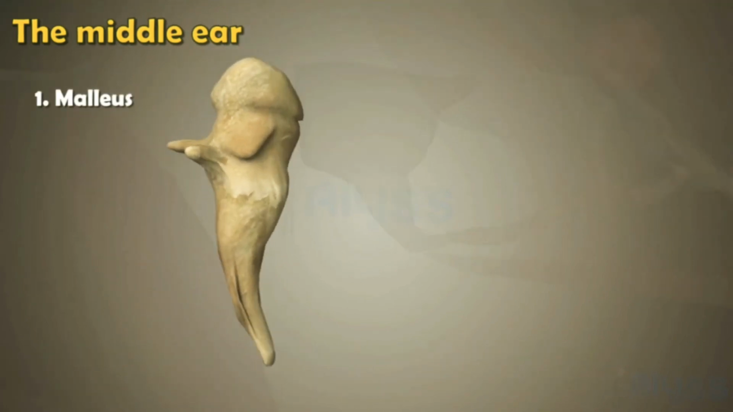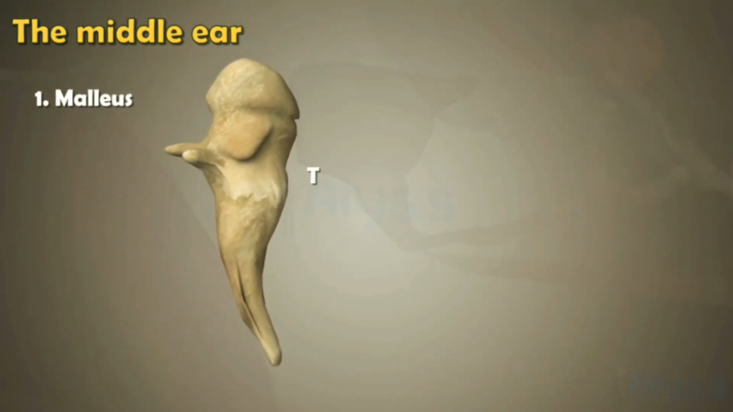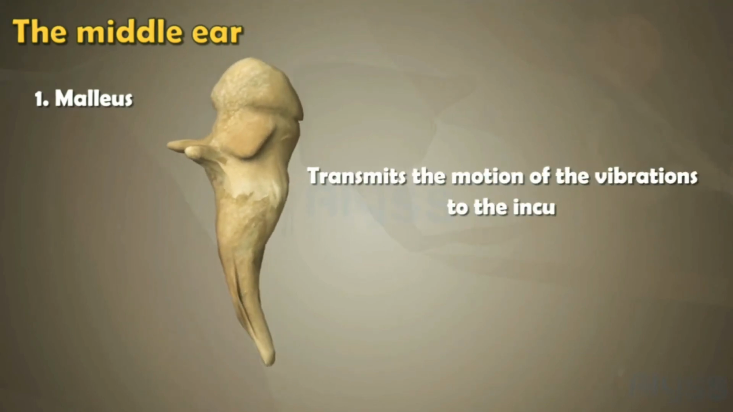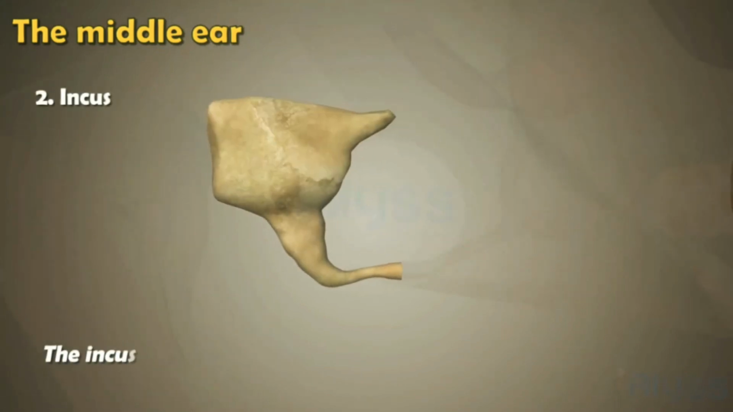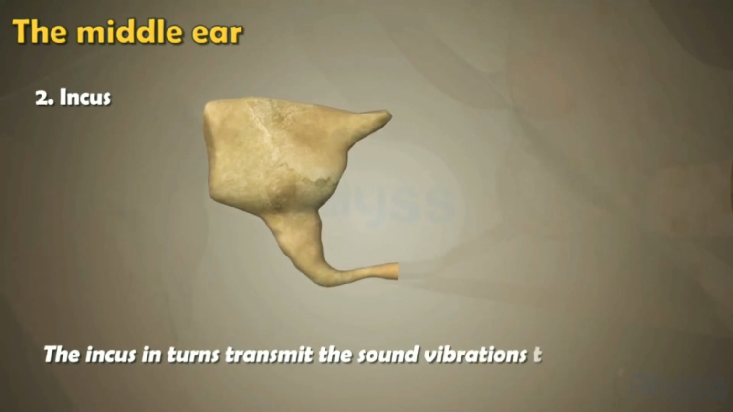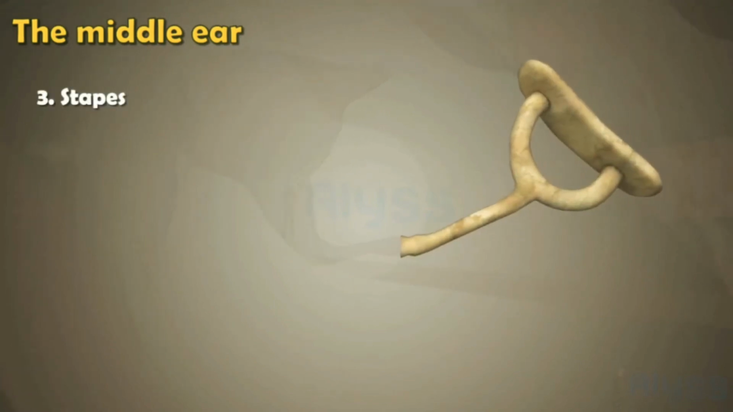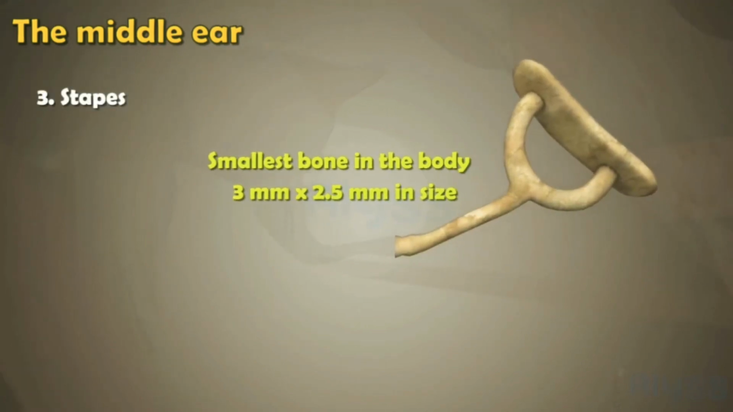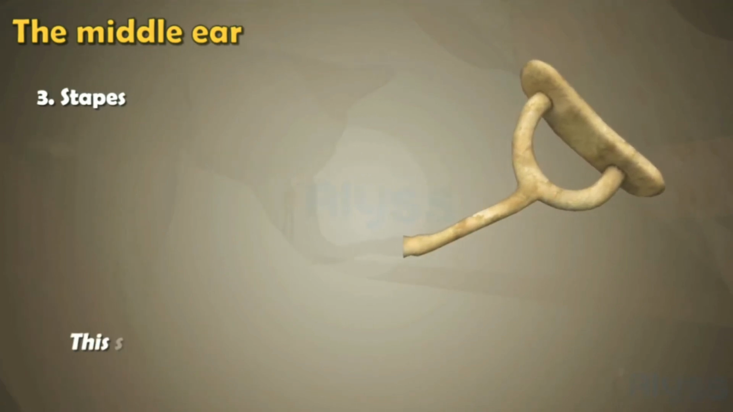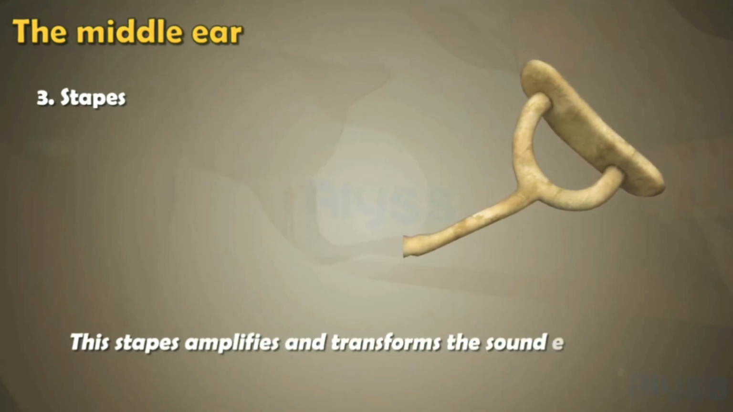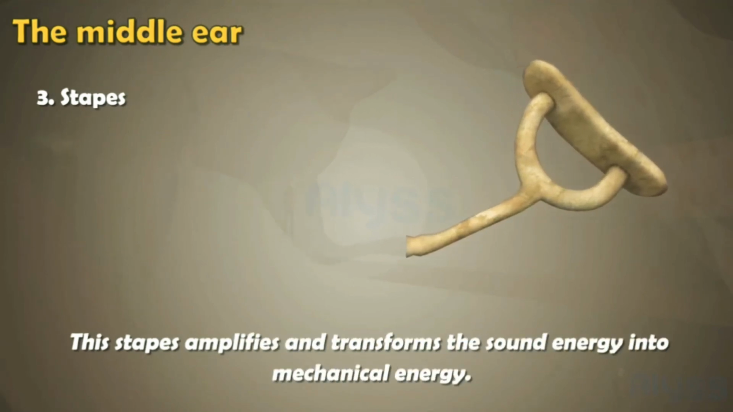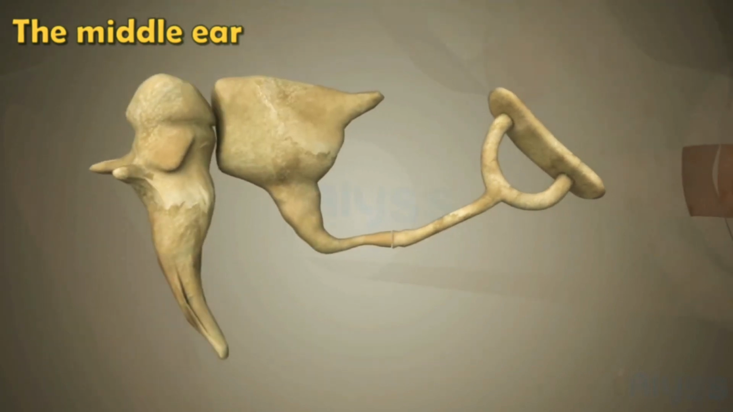Malleus has a long handle attached to the eardrum. The malleus transmits the motion of the vibrations to the incus, which is the bridge bone between the malleus and the stapes. The incus, in turn, transmits the sound vibrations to the next part of the ossicles. Stapes, or the footplate, is the smallest bone in the body, almost 3 mm by 2.5 mm in size. The stapes amplifies and transforms the sound energy into mechanical energy. These are commonly referred to in English as the hammer, anvil, and stirrup.